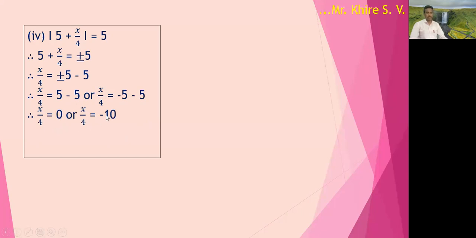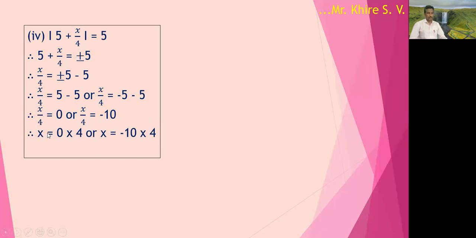x upon 4 is equal to minus 5 minus 5 becomes minus 10. Addition of both the numbers: if signs are same, then add the numbers and give the sign of the bigger number to the answer.